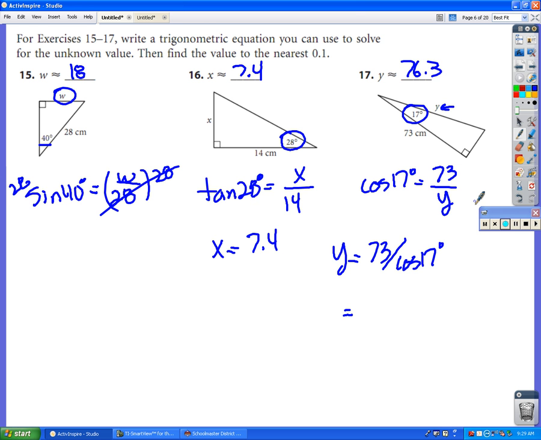Okay? All right, is that the last problem on that worksheet? No, 18, 19, 20. Oh, we're still rolling here, huh?